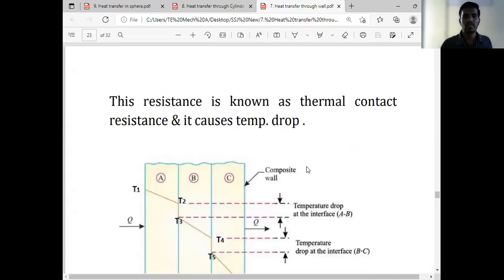Okay, so draw this diagram. This resistance is known as thermal contact resistance, and it causes temperature drop.